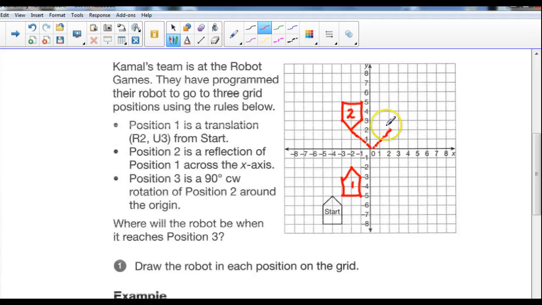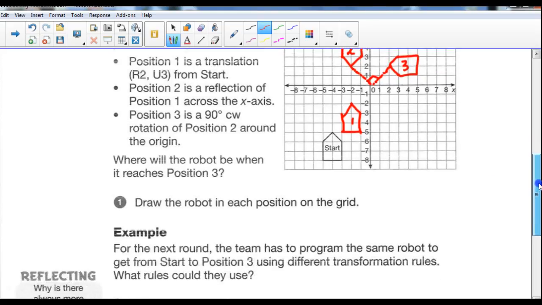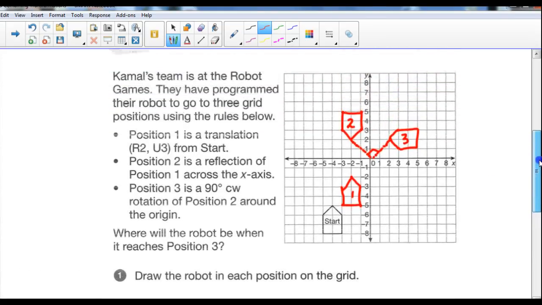Here it was facing down that way. Now it's going to be facing that way. So we can say that it's going to be just like this. And there's position 3. And this is 90 degrees right here. So, we went from this start position, 3 transformations to that position right there. Okay, so where will the robot be when it reaches position 3? It's going to be in this quadrant right here, in the upper right quadrant.